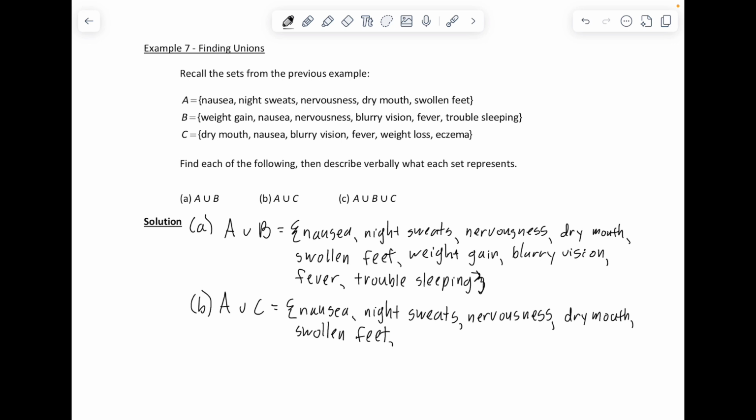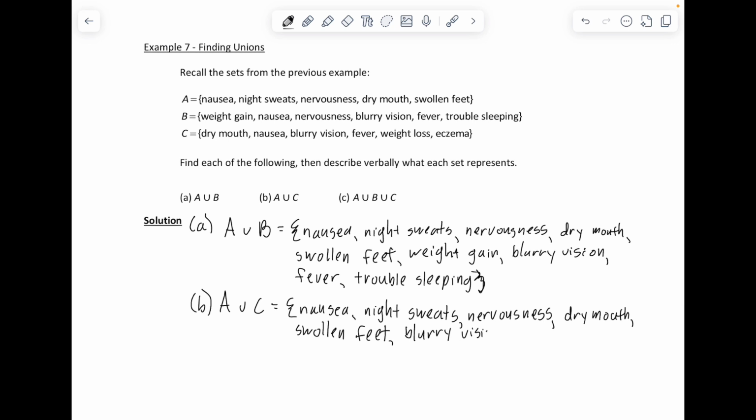Let's see. In set A, the first one there is dry mouth. We've already listed that. We've also already listed nausea, so we got to include blurry vision. Okay. Fever. Okay. Weight loss. And eczema. Okay.